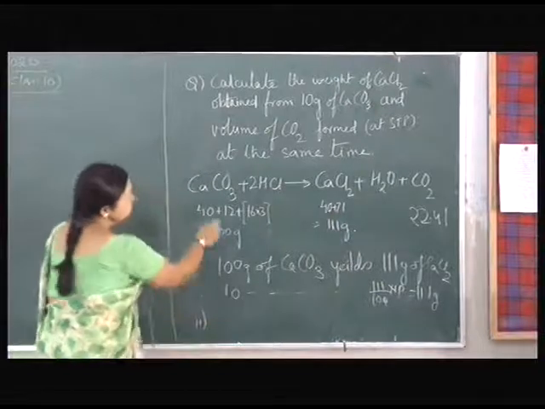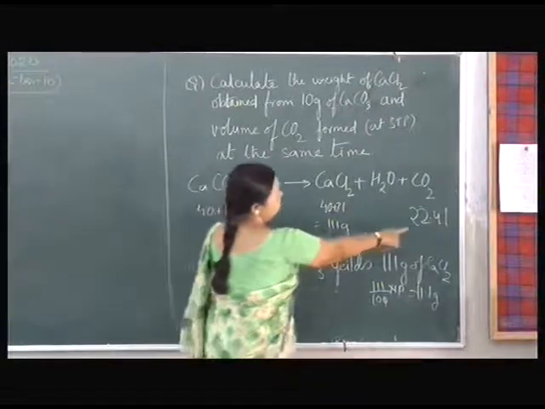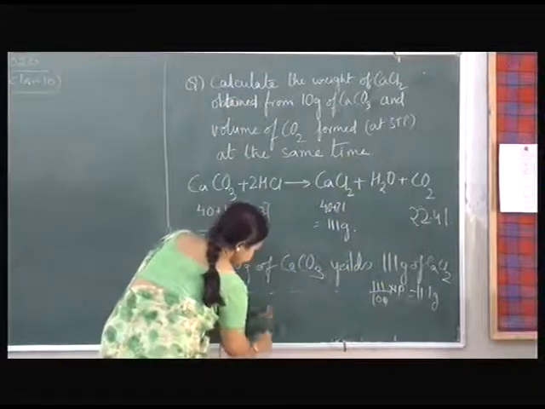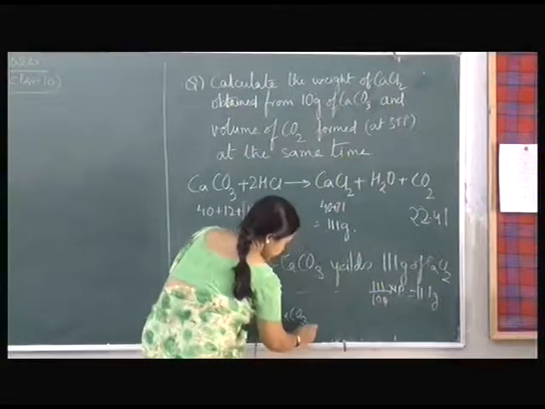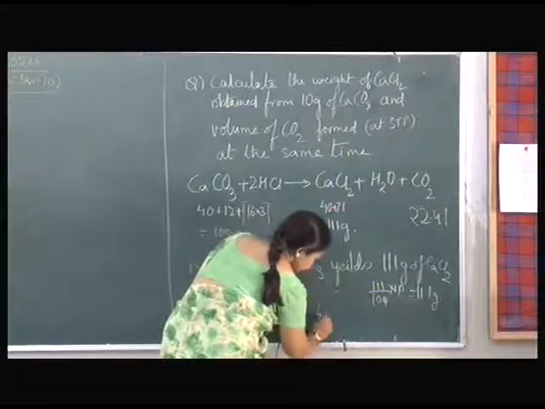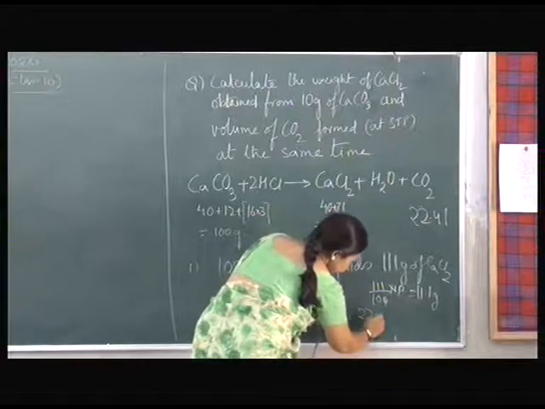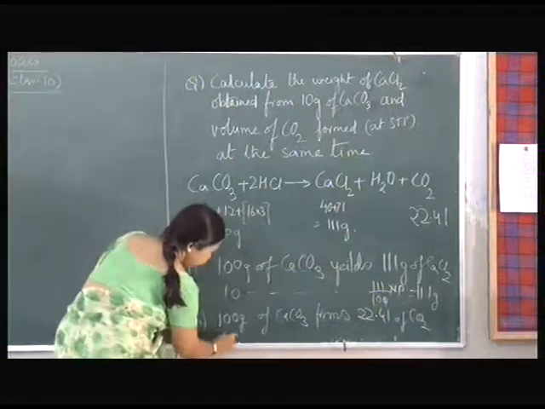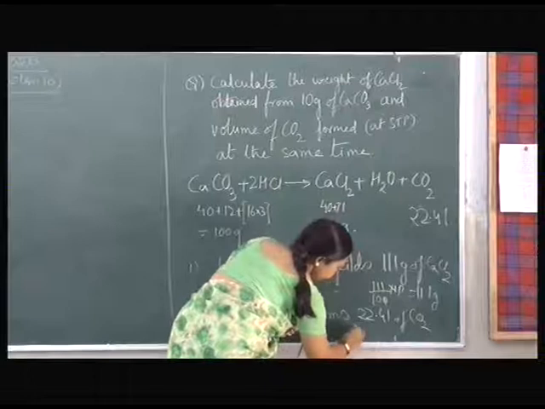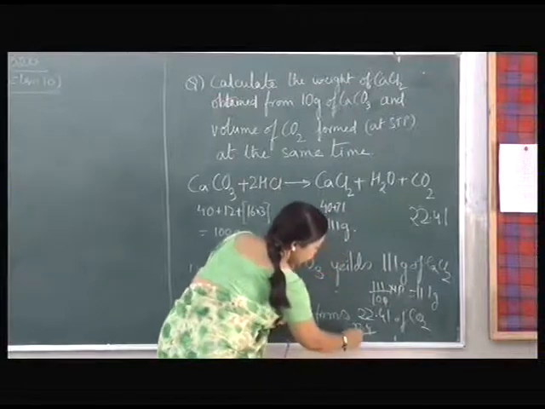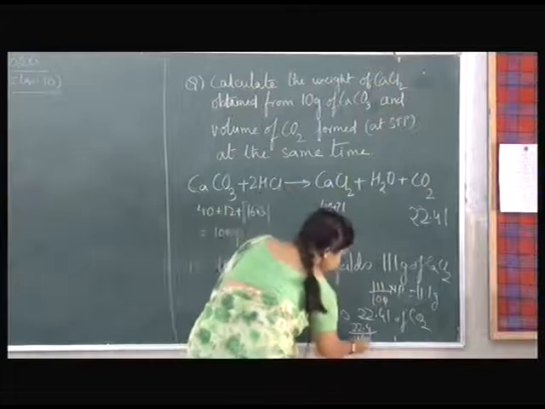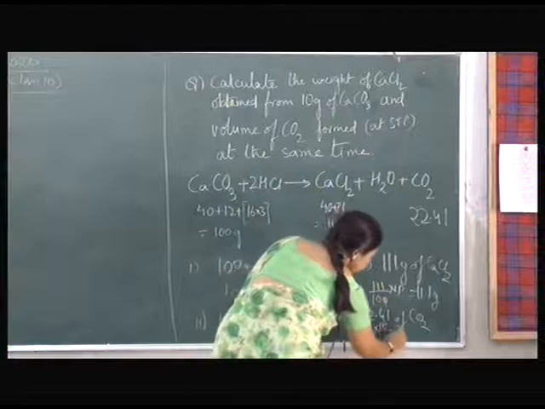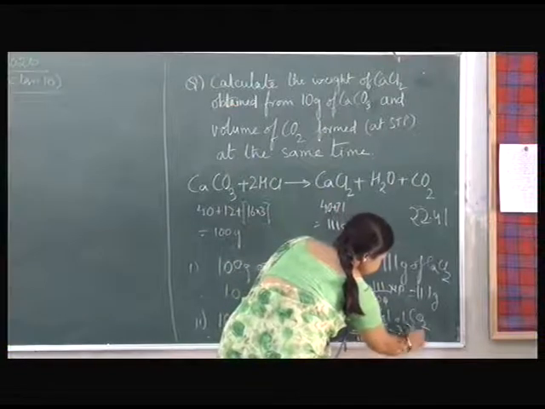The second one: 100 grams of CaCO3 forms 22.4 liters of CO2. Therefore, 10 grams of CaCO3 will form 22.4 upon 100 into 10. That is 2.24 liters.